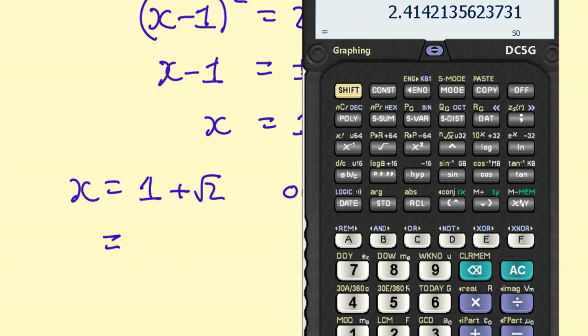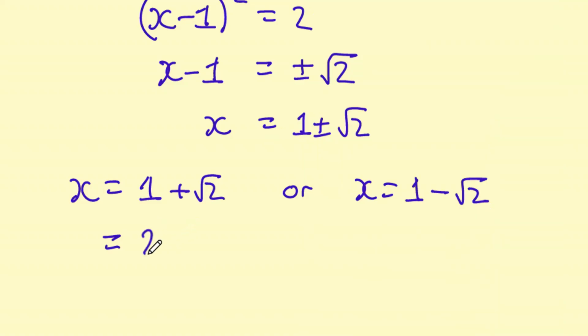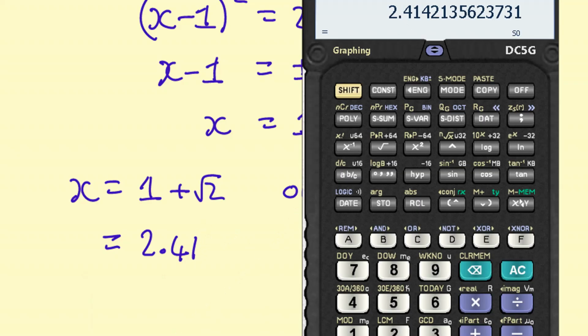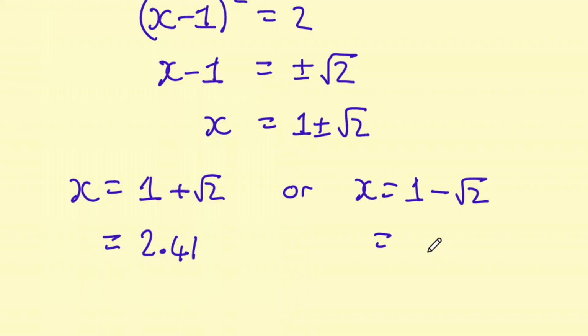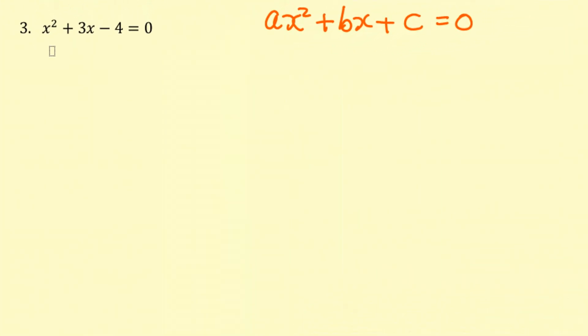We get 2.41 for the one answer. One minus the square root of 2 gives us negative 0.41. Let's look at number 3 here.